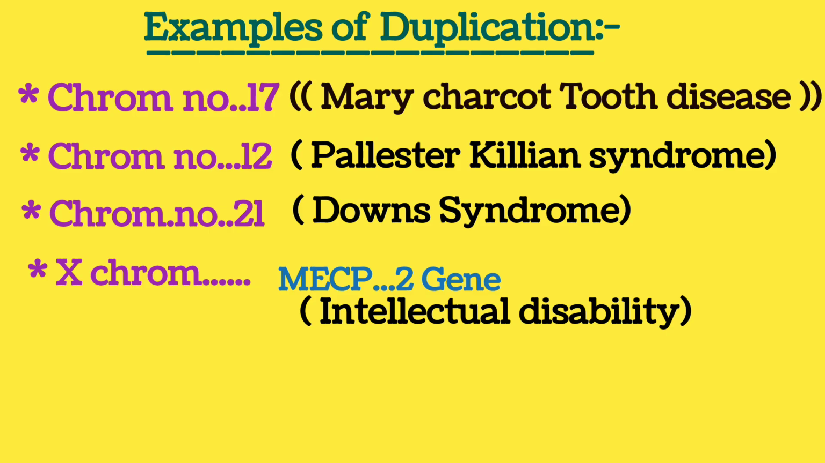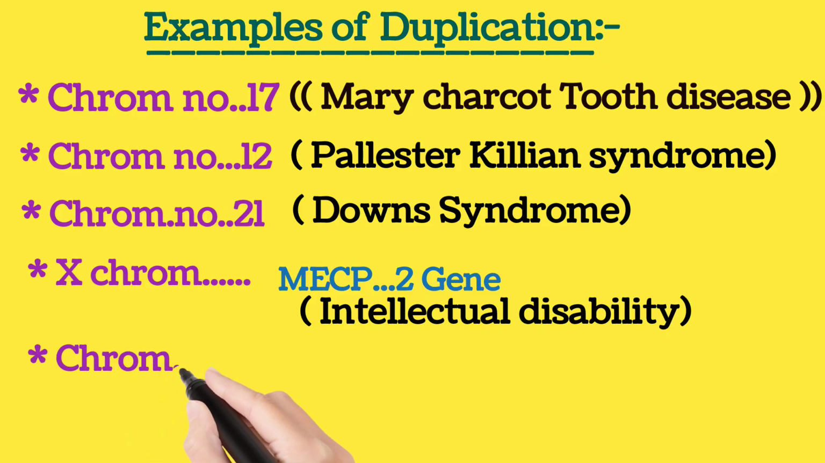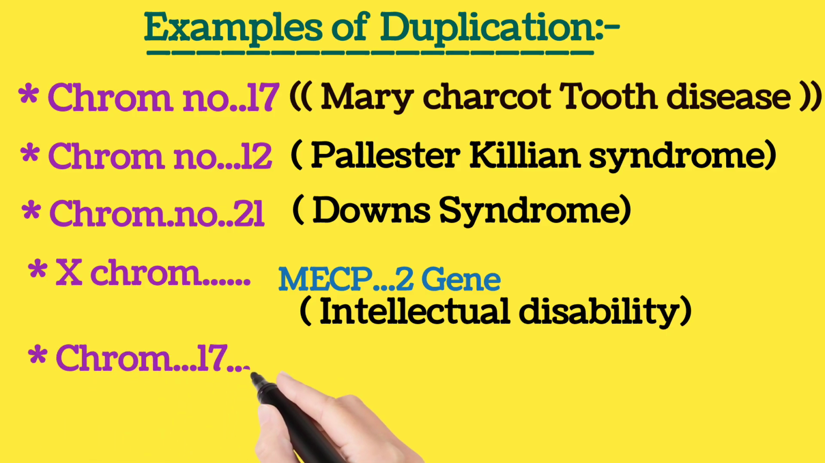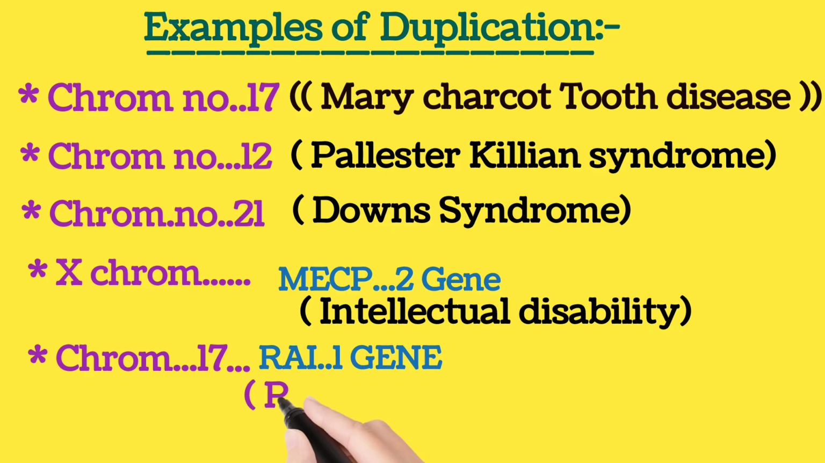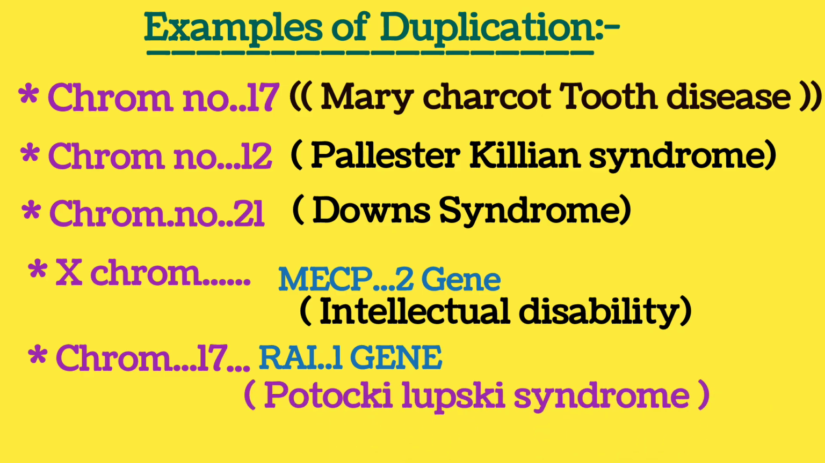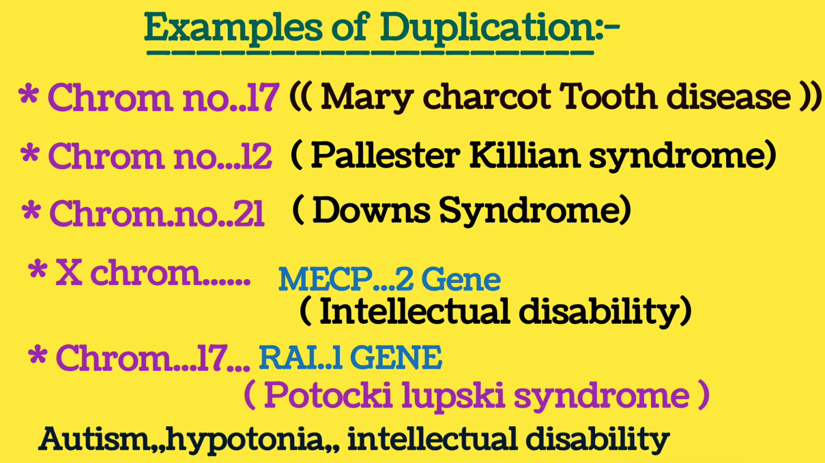Now at last we can conclude with this syndrome. Chromosome number 17 gets duplicated. Here the gene RAI1 gets duplicated and it develops Potocki-Lupski syndrome. The syndrome develops different types of symptoms in the body like autism, hypotonia, intellectual disability. Dear friends, it was all about the duplication concept. I hope you got this by all means.